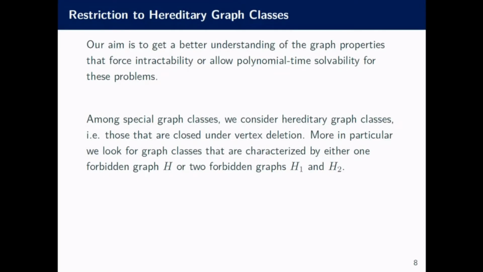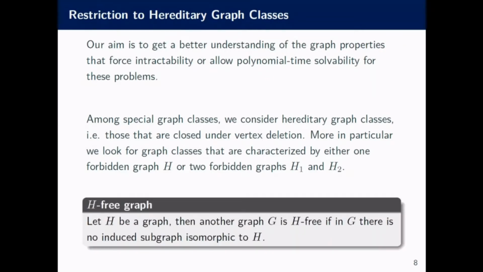Since these problems are computationally hard, we want to understand the graph properties that force intractability or low polynomial time solvability. To do so, we look at hereditary graph classes, and in particular, we look at H-free graphs or (H1, H2)-free graphs. So we forbid either 1 or 2 graphs, and we see what happens. Here's the usual definition: a graph G is H-free if there is no induced subgraph isomorphic to H.